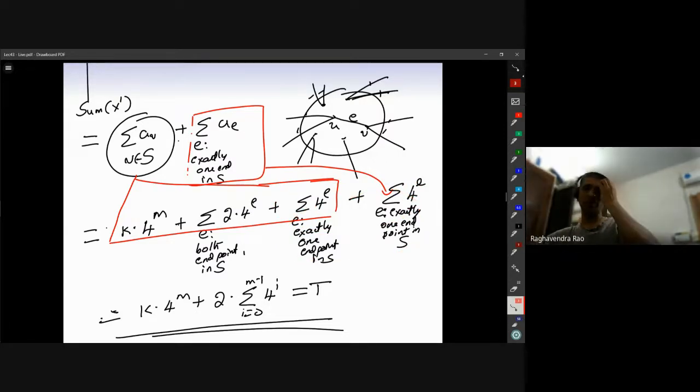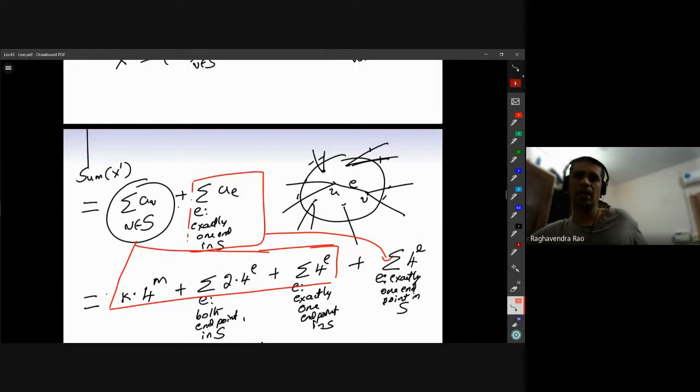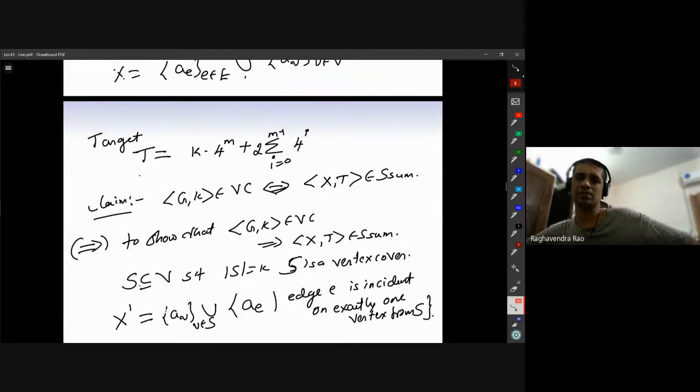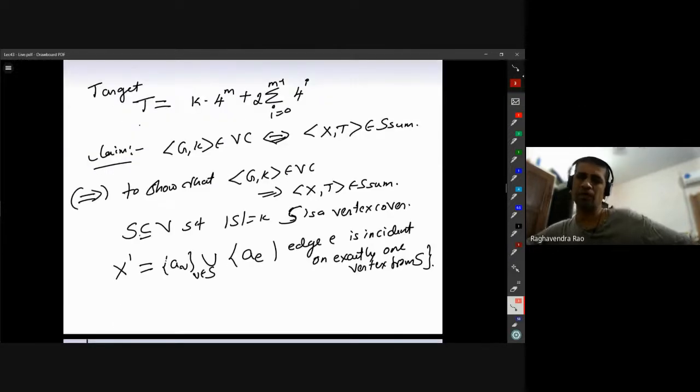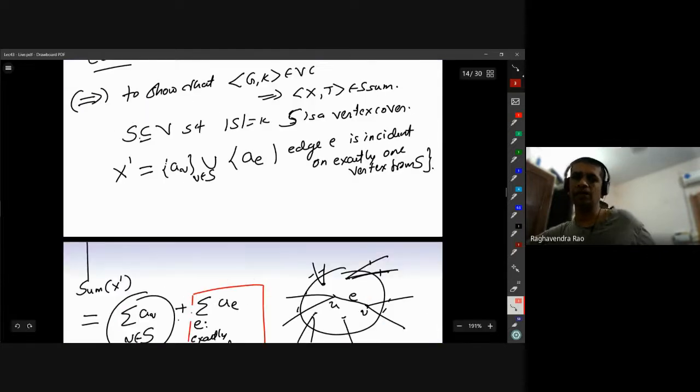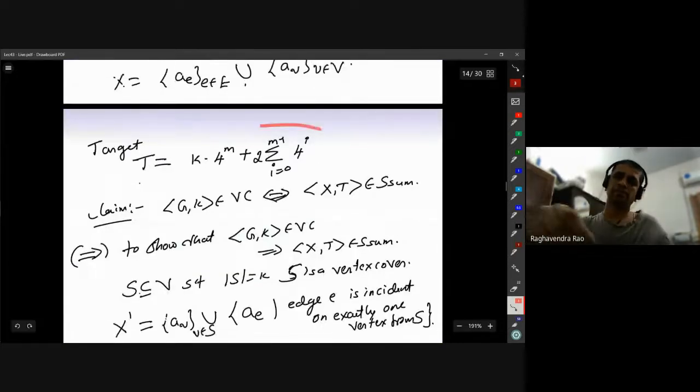So that proves one direction. What is it we have? Given a vertex cover of size K, we have exhibited a subset of numbers, namely numbers corresponding to the vertices in the vertex cover, and numbers corresponding to edges which have exactly one endpoint in the vertex cover. They add up to the carefully chosen value T.